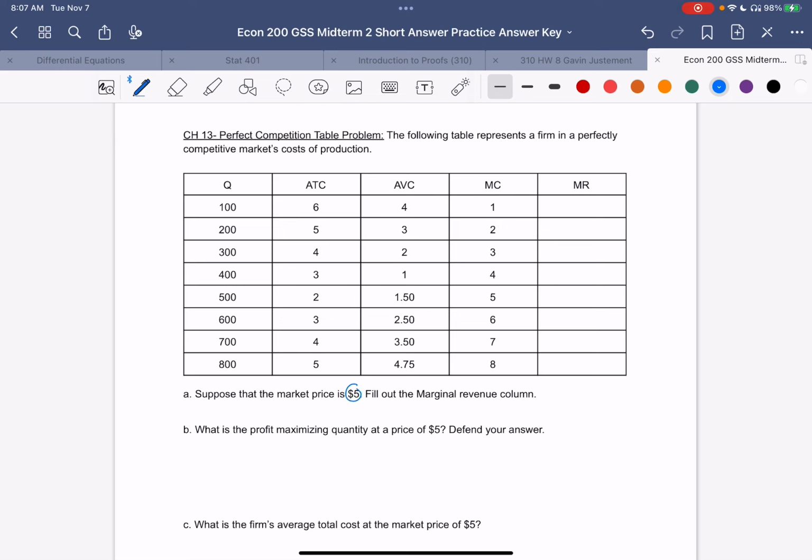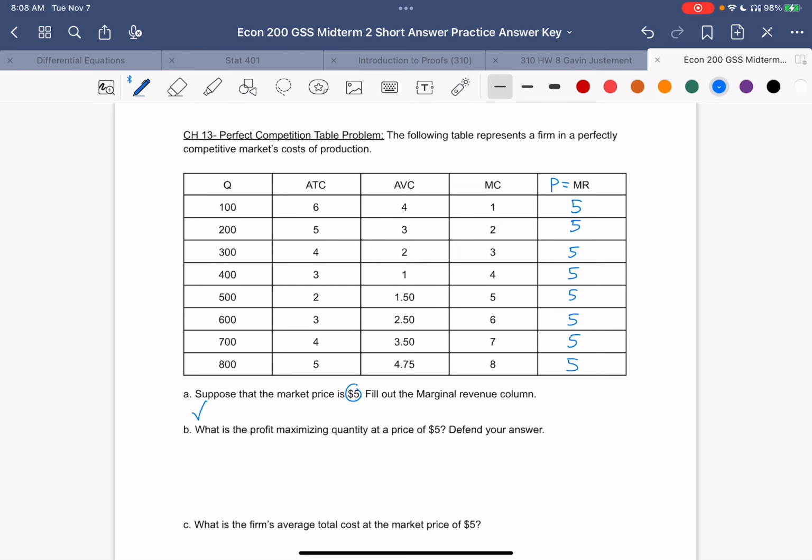So now we're asked to fill out the marginal revenue column. So remember that in perfect competition, price is equal to the marginal revenue. So this makes it really easy for us. We just write 5 all the way down because marginal revenue equals price in perfect competition. So super easy, part A, we already did.